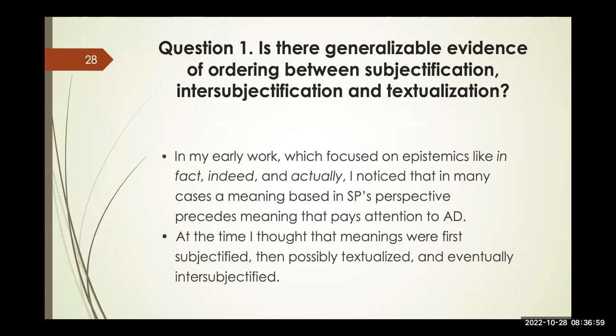So now to my question that I posed at the beginning. Is it possible to make a coherent generalization of ordering between subjectification, intersubjectification, and textualization? In my early work, which focused on epistemics, like in fact, indeed, and actually, I noticed that in many cases, a meaning based in the speaker's perspective precedes meaning that pays attention to the addressee. At the time, I thought that meanings were first subjectified, then possibly textualized, and eventually intersubjectified.